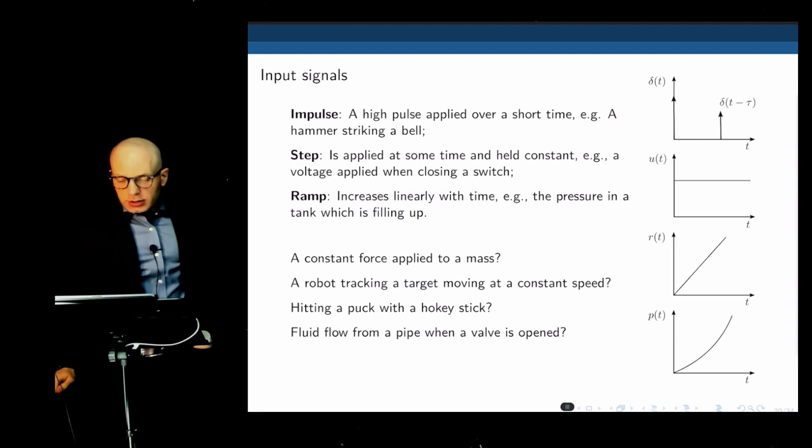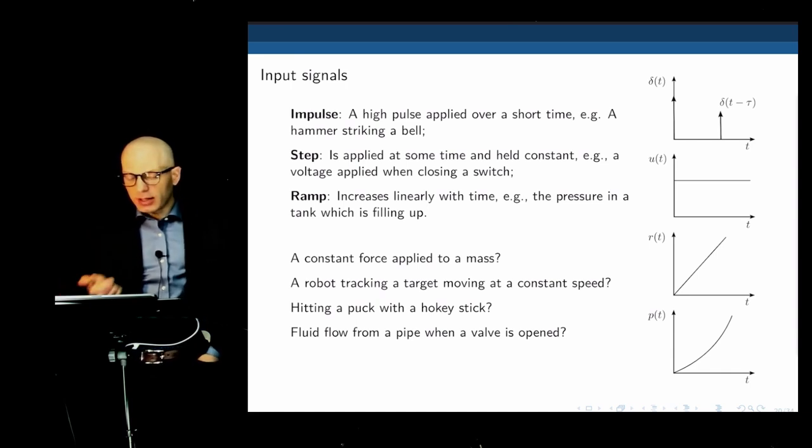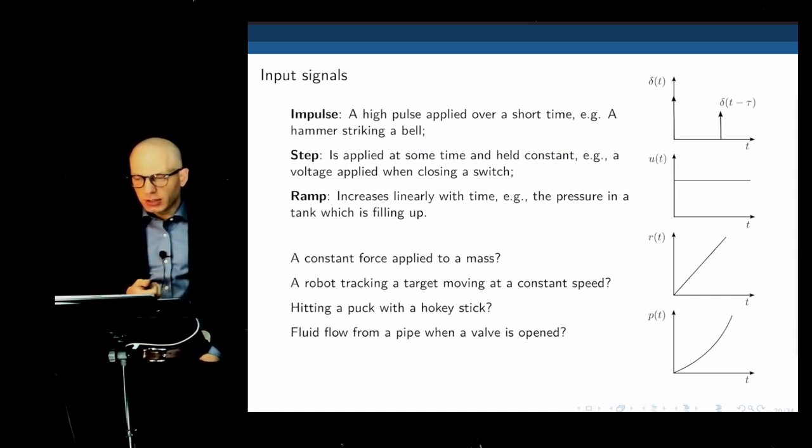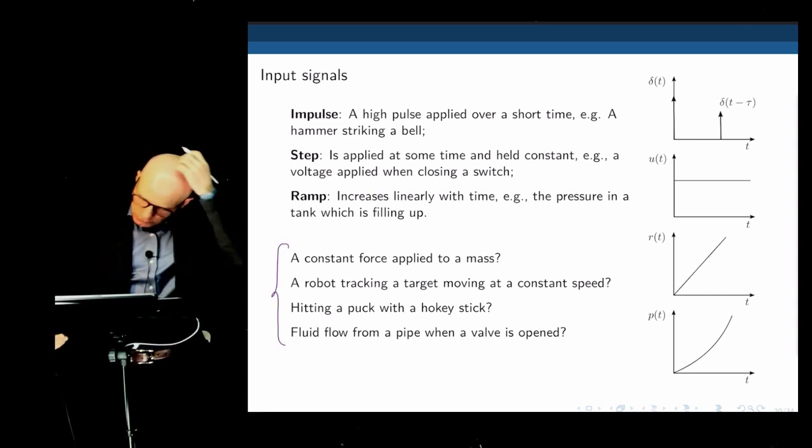So here are the definitions of all these three. An impulse is a high pulse applied for a short time. Example, as I said, a hammer striking a bell. A step is applied at some time and then held constant, and the ramp increases linearly over time. So here are some examples. Let's see if this is clear.